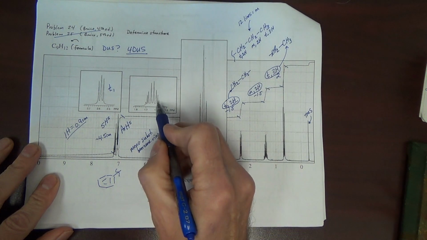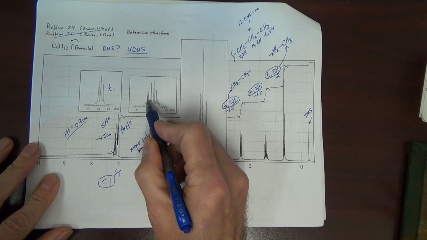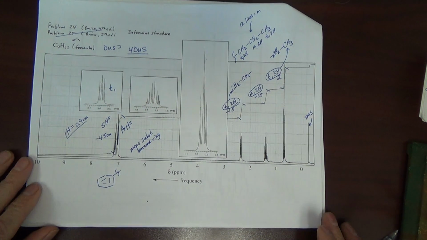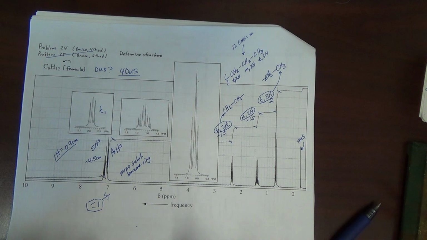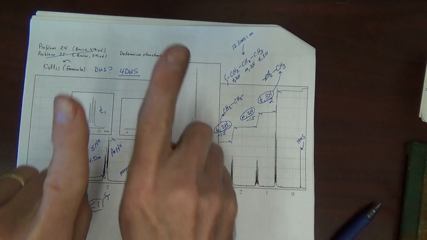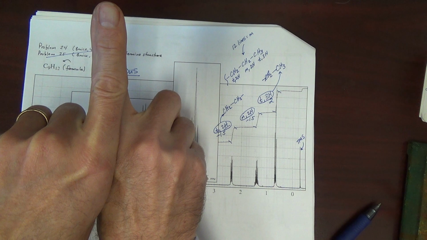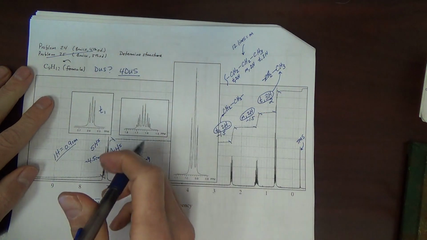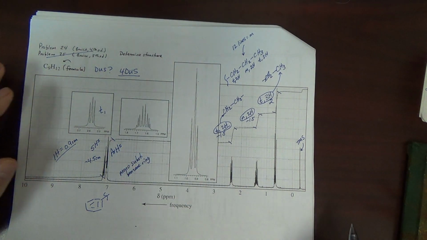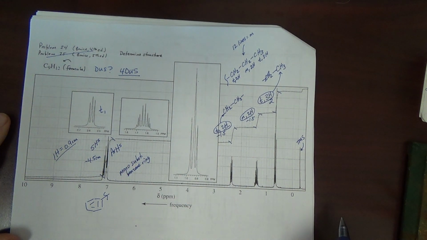Here's the multiplet. I see 1, 2, 3, 4, 5, 6, 7, 8 lines. The reason we don't see 12 is because some of them probably overlap. Okay? And they're right on top of each other as opposed to separated. But it is certainly a multiplet, way more than 4.